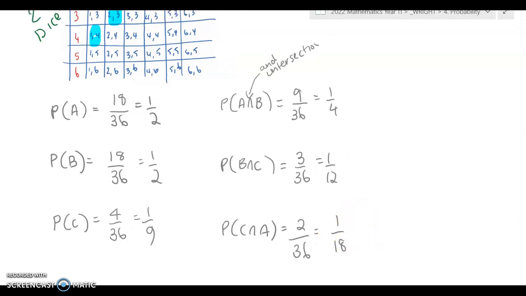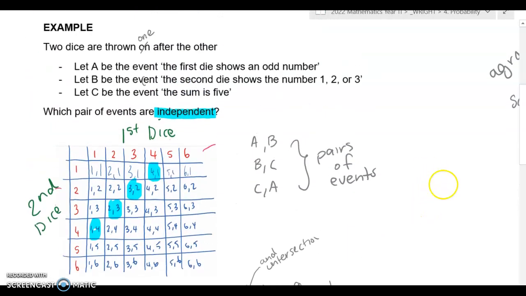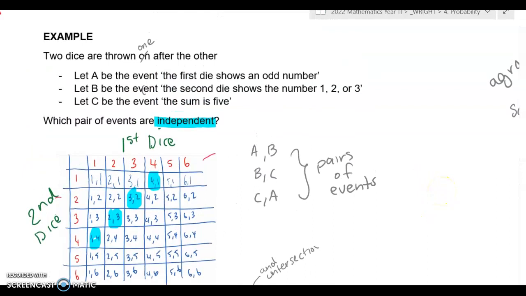So now we've done that, you probably need to have a look at what we're actually testing. So let's go back and have a look at the question again. Okay, we've looked at our diagram, we've looked at A, B's and C's. Oh, there we are. We're looking at which pair of events are independent. Do you remember how to do that? Remember what we're going to look at?